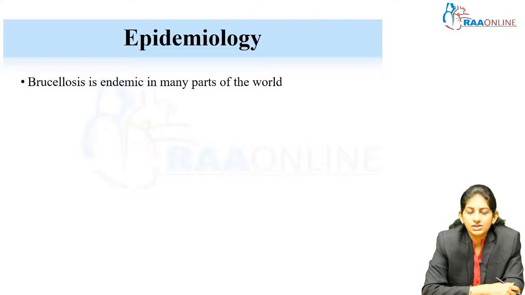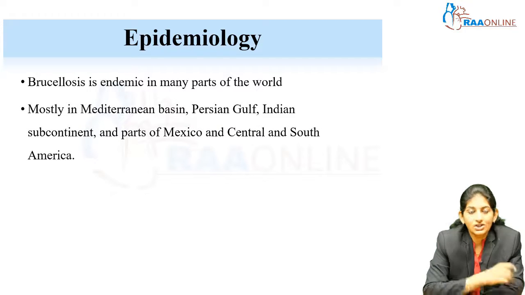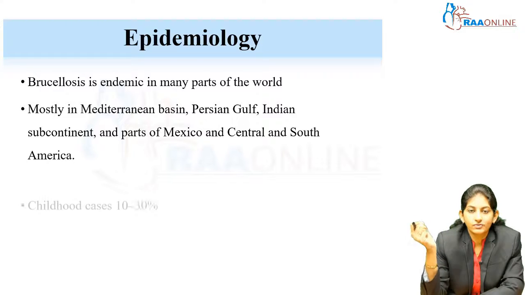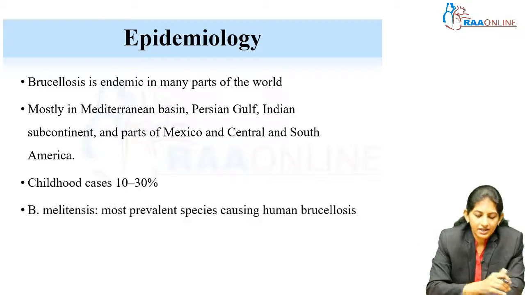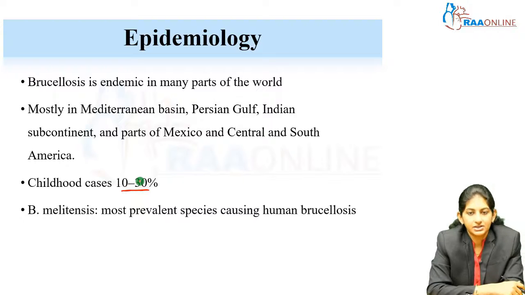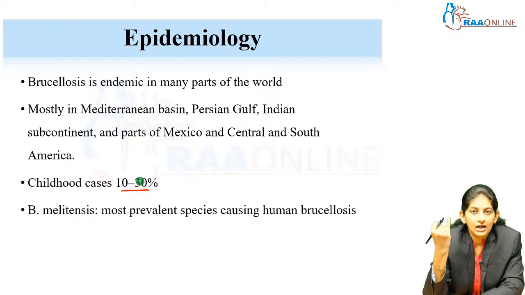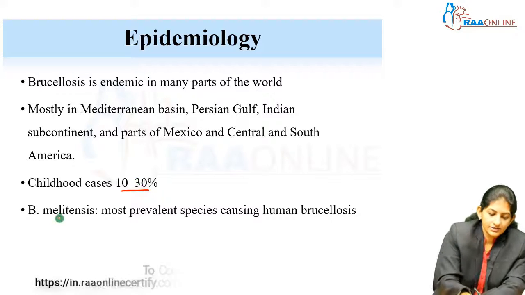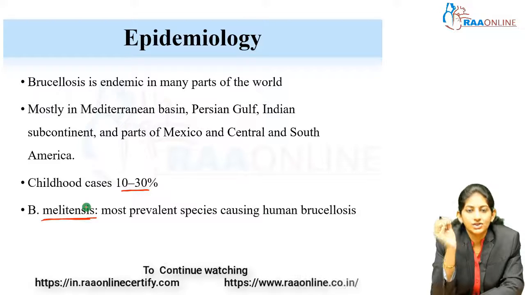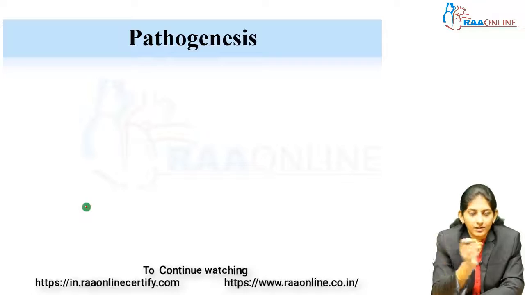manifestations. Brucellosis is seen in most of the countries of the world, and it is endemic in many parts of the world, especially the Mediterranean and the Persian Gulf, and in some parts of Southeast Asia. Childhood cases are only 10 to 30%. Among all the species I told you about, Brucella abortus, melitensis, suis, canis, etc., melitensis, which is seen in goat and sheep, is the most prevalent species which causes human brucellosis.